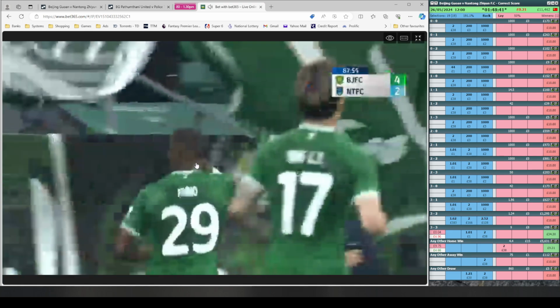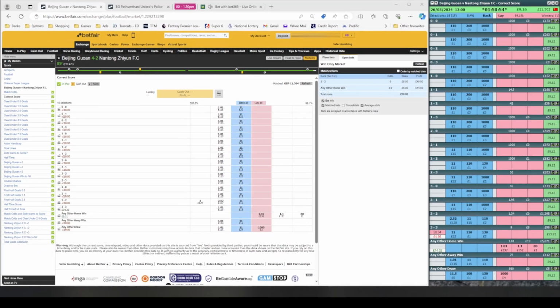88th minute, and there it is, and as James would say, bloody boom. Another greened up trade and time to cash out for a profit of £9.12 and move on to the next one.